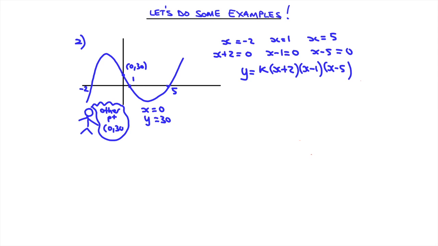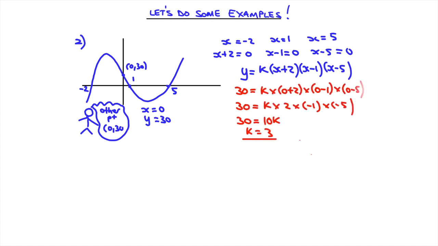And the other point this time is (0, 30). So x is equal to 0 when y is equal to 30. So substituting these in again as before, 30 equals k times (0 plus 2) times (0 minus 1) times (0 minus 5) would give us 30 is equal to 10k. So k is equal to 3. And again, we've worked out k. So it's y equals 3 times (x plus 2) times (x minus 1) times (x minus 5).